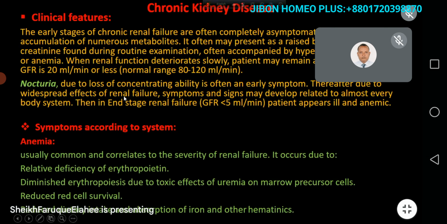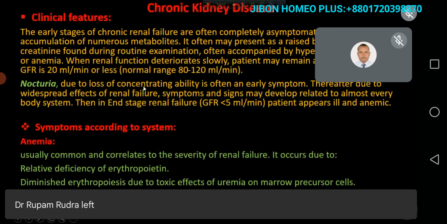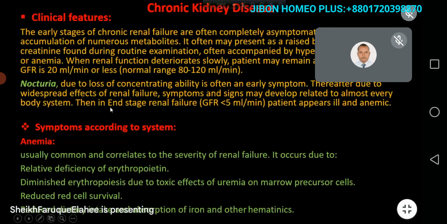Thereafter, due to the widespread effect of renal failure, related symptoms and signs may develop. After this nocturia, when nocturia is established in a chronic kidney disease patient, very soon he will have other symptoms also. So the first symptom is nocturia. Now, what other symptom? Before that, I tell you, when nocturia is the first sign, you know that kidney function is deteriorating, and you will have to measure his serum creatinine and GFR.